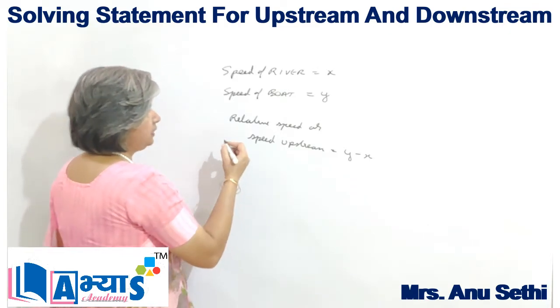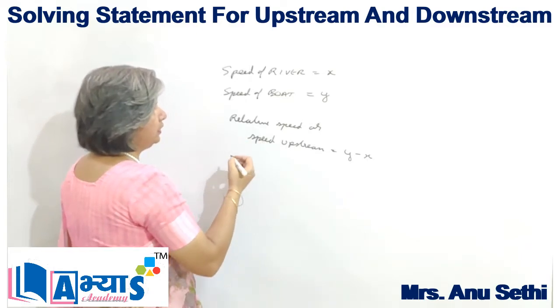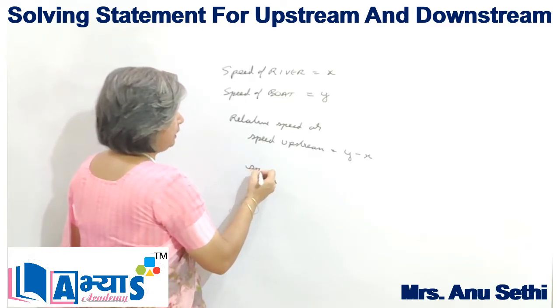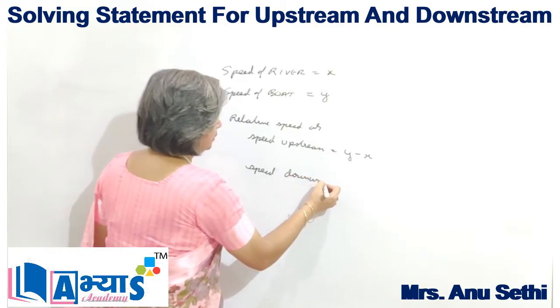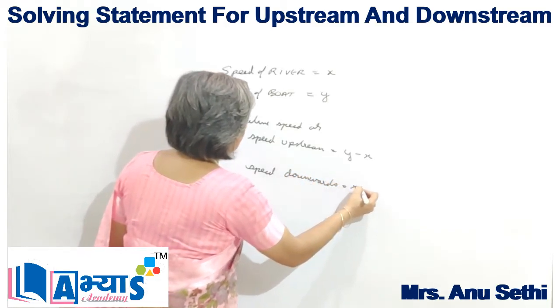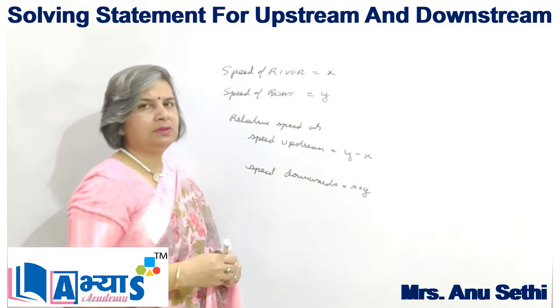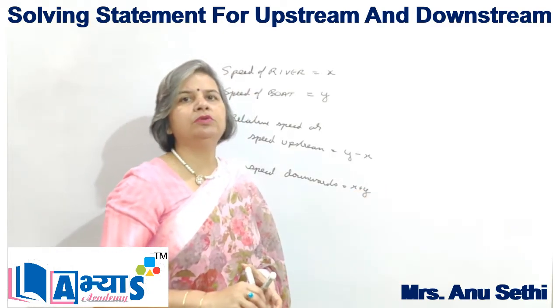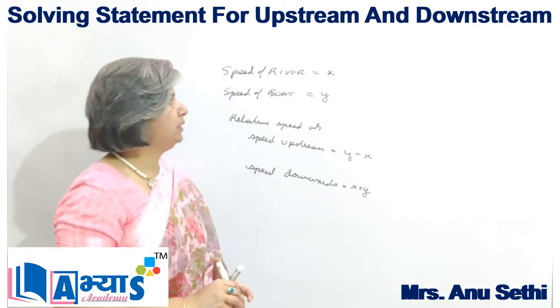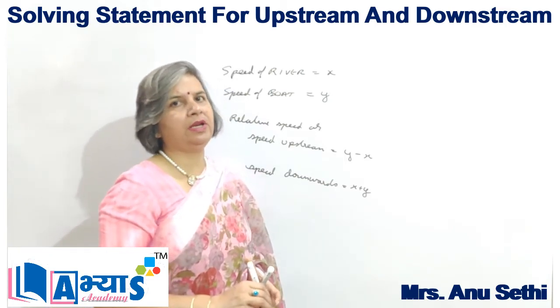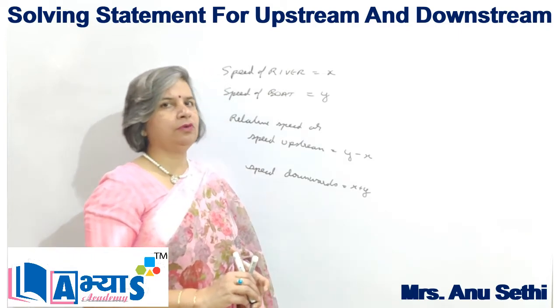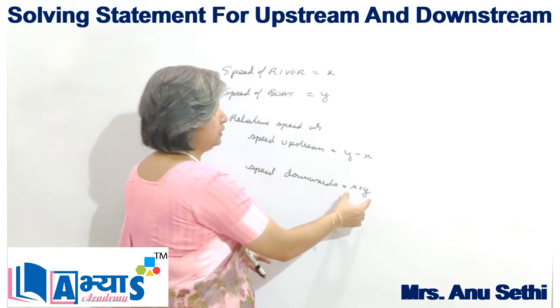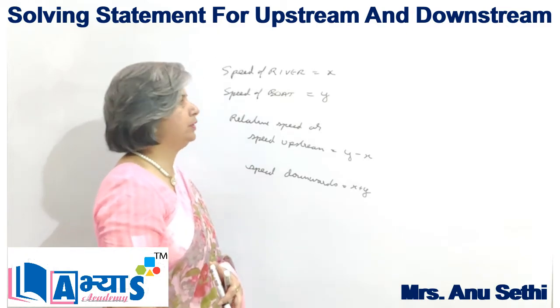But when the boat is moving in the downward direction, that means speed downstream will be x plus y, because as the river is helping the boat to move in the downward direction, that means the boat is moving in the direction of the flow of the river. So the river is not opposing the flow, hence the speed will increase. So the speed becomes x plus y kilometers per hour.